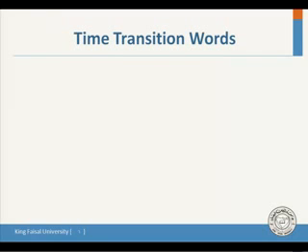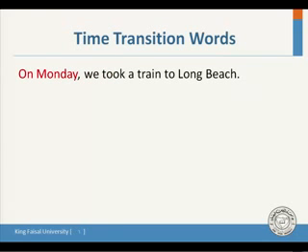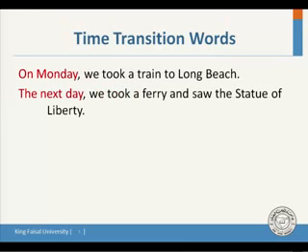Okay? Now, the second item here is time transition words. Time transition words are the words that signal time order. Let's look at the following examples. On Monday, on Saturday, on Wednesday, on Friday. This is a time transition word. We took a train to Long Beach on Monday. When did we take a train? On Monday. The next day, on Tuesday. Monday, Tuesday. The next day, we took a ferry.